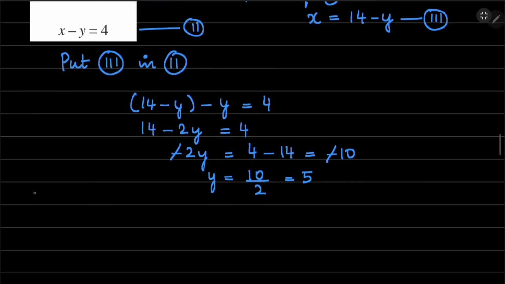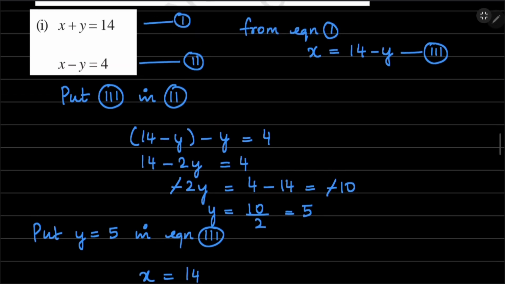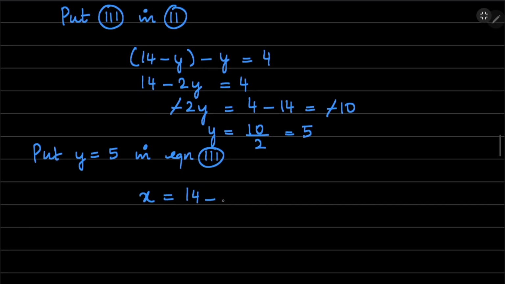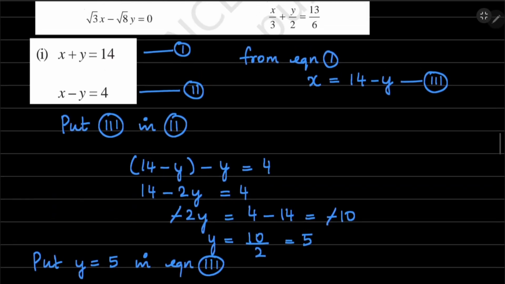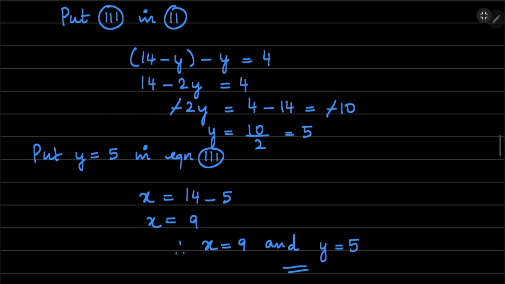Okay, now you can put y is equal to 5 in equation 3. So what do you get? Equation 3 is nothing but x equal to 14 minus y. So in place of y, I'll write 5. What is 14 minus 5? It is 9. So therefore, you can write finally x is equal to 9 and y is equal to 5 is the final solution. Okay, so this is how we have to do the substitution method.